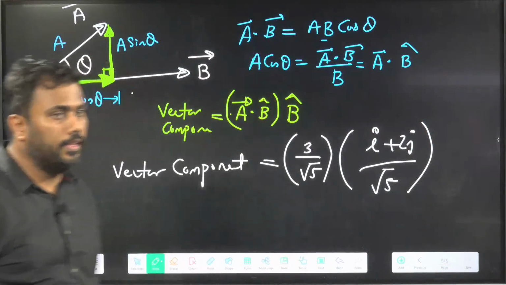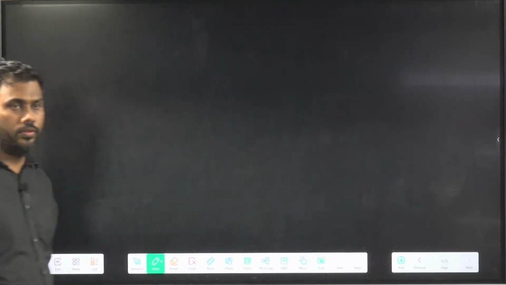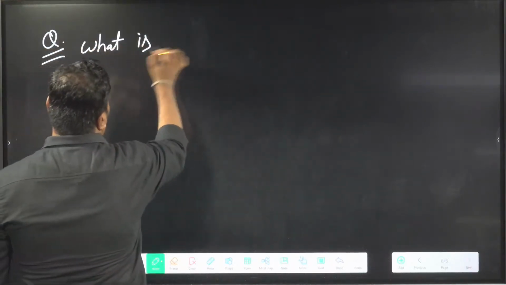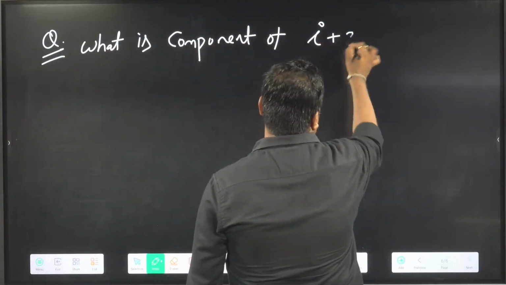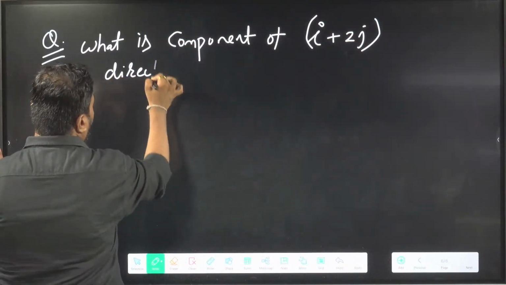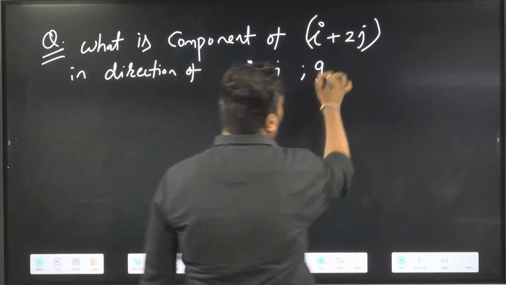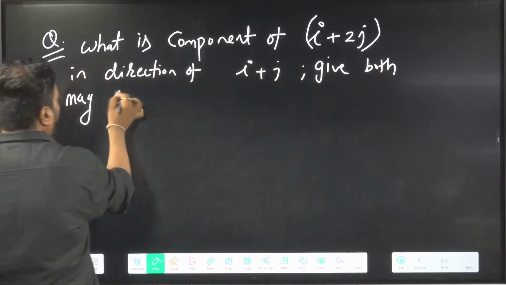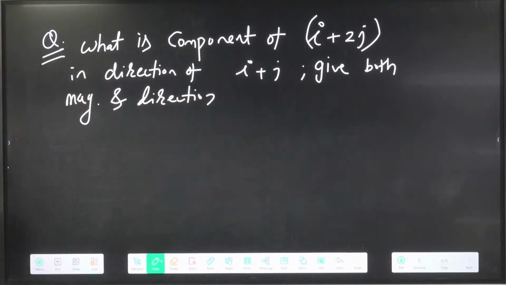Okay, so I think this is clear now. Let us solve one more question based on this. What is the component of I plus 2j in the direction of I plus j? Give me both magnitude and direction.